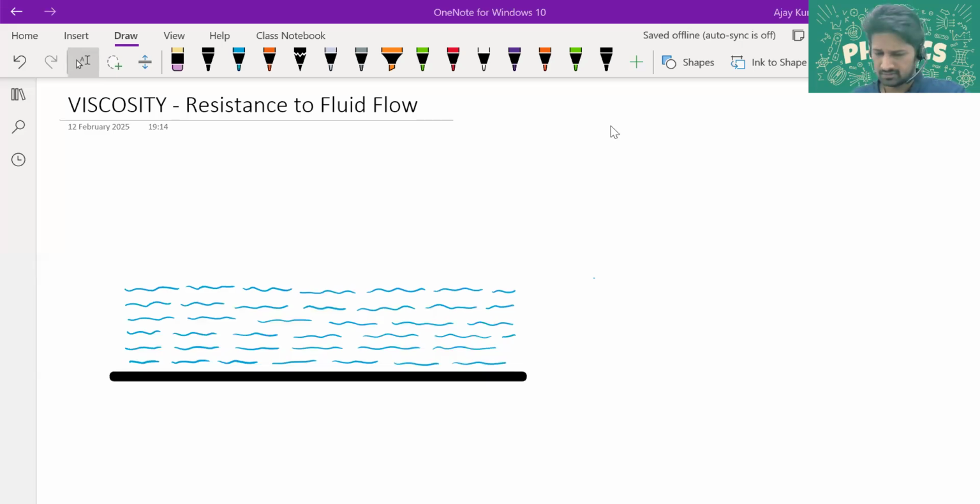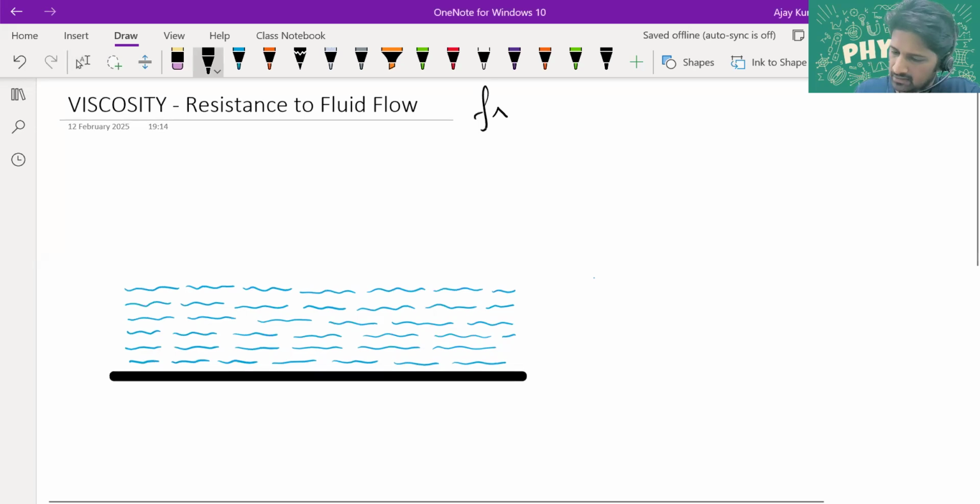Right. So, as I said, today's topic will be viscosity, which is basically, as it is mentioned here, resistance to the flow of a fluid. So, it's like friction between fluid layers.